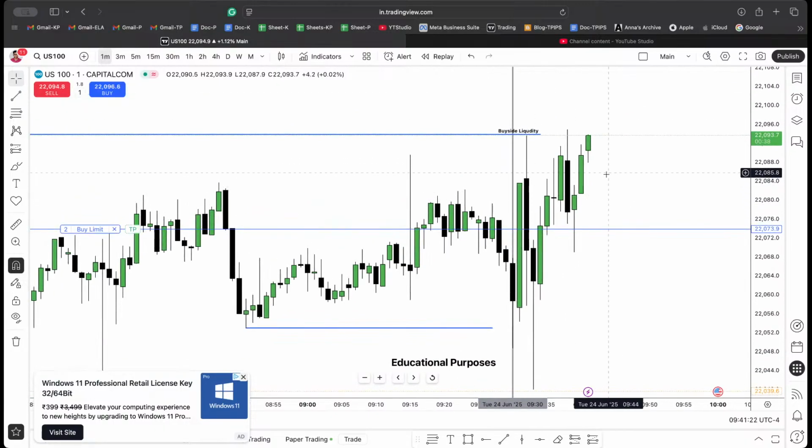So I've planned to go long, or rather, we can go long here if you have missed a trade. So we are taking a trade at 22,073.9 or around the area, and we will be targeting some points that I'll mark.